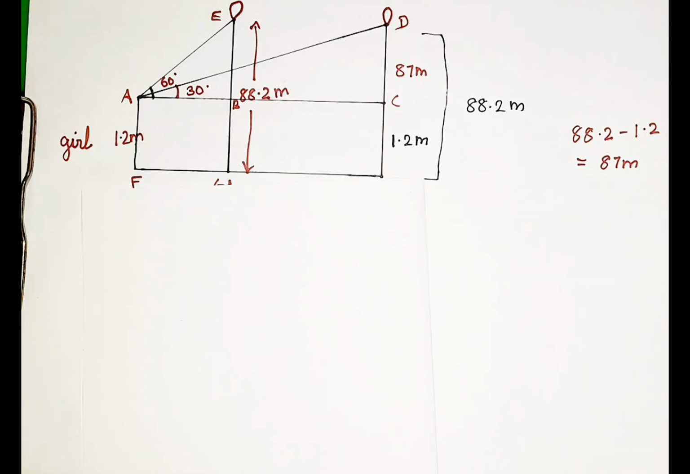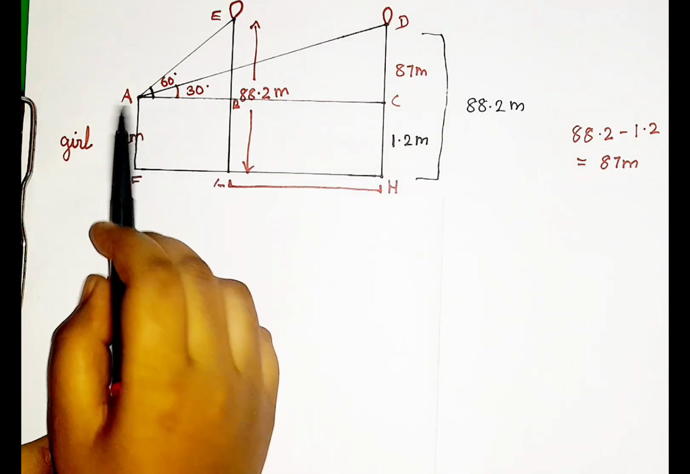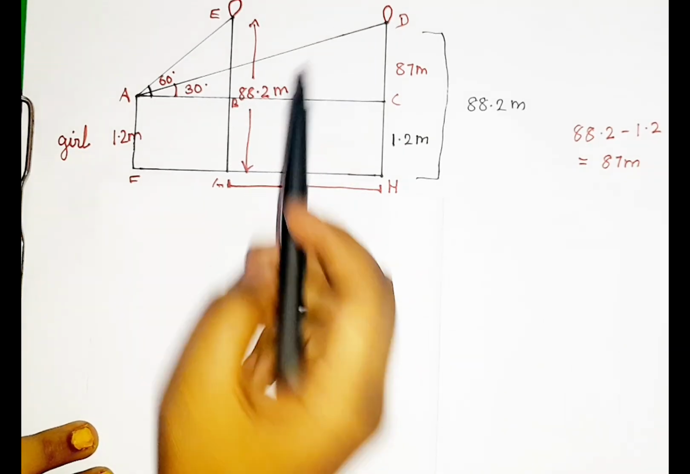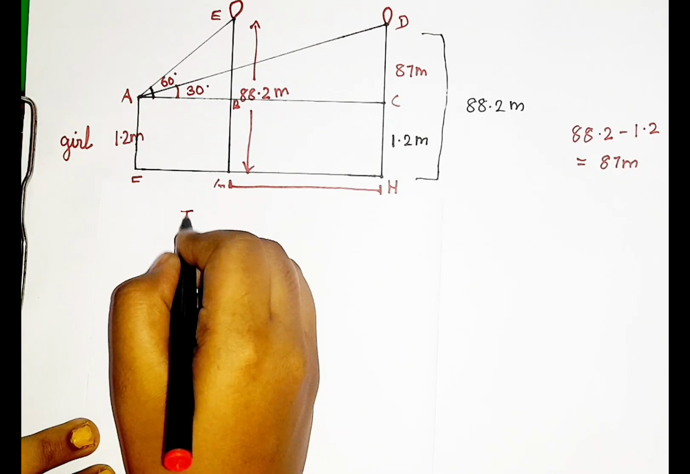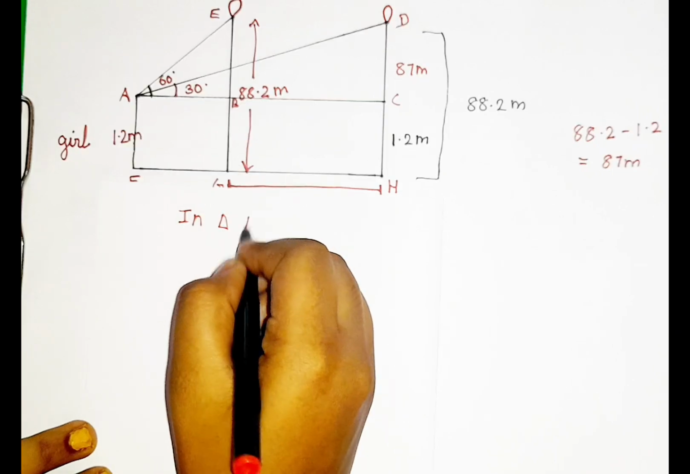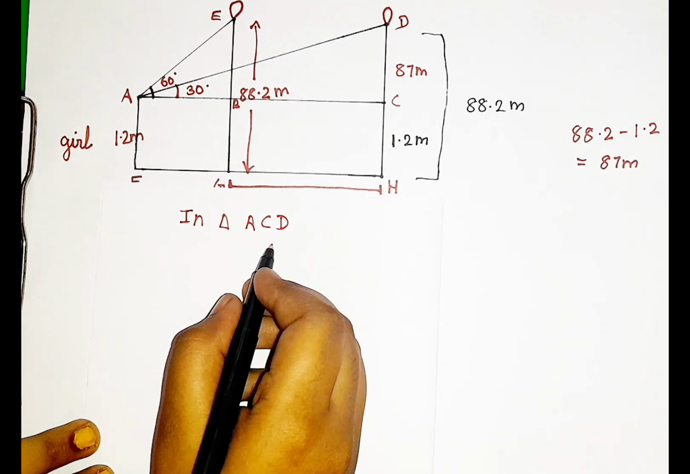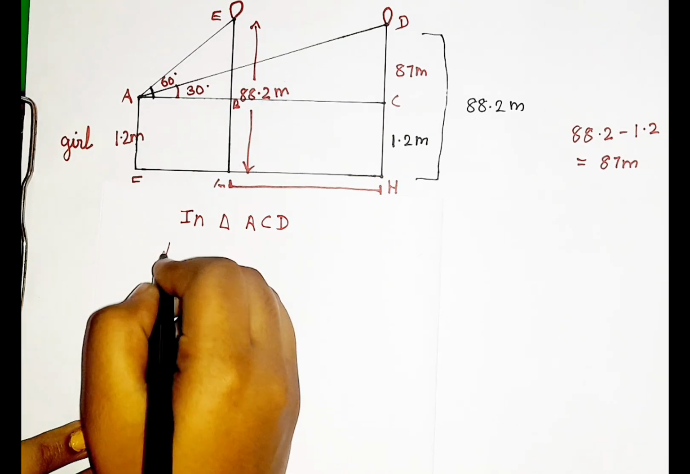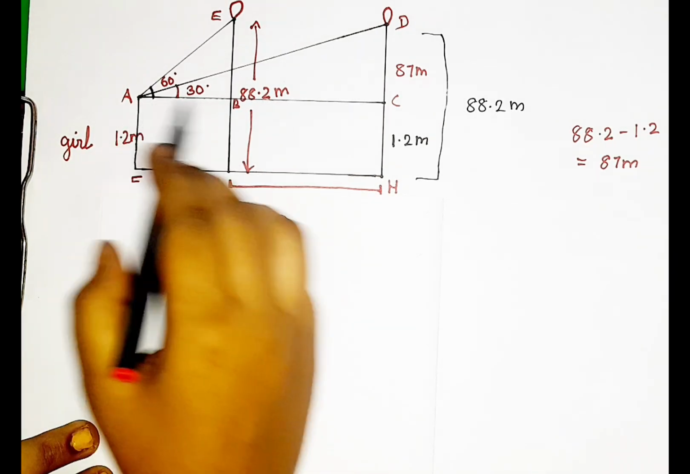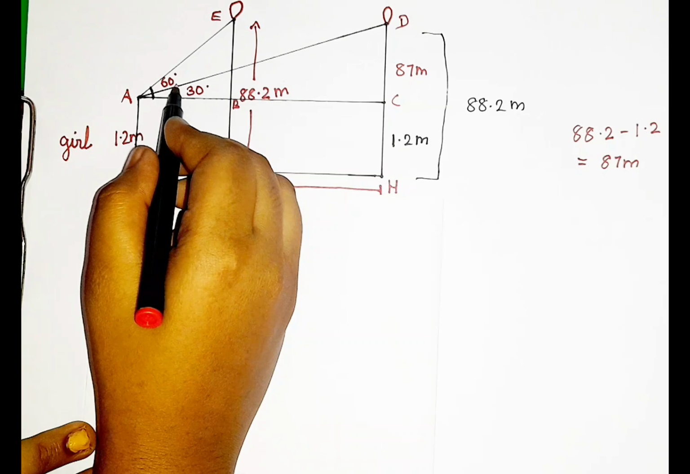Alright. Okay guys, so now let us take another triangle. Here I am going to take ACD. So let's write in triangle ACD. In this triangle ACD, I am going to apply tan. In triangle ACD, the angle is 30 degrees.